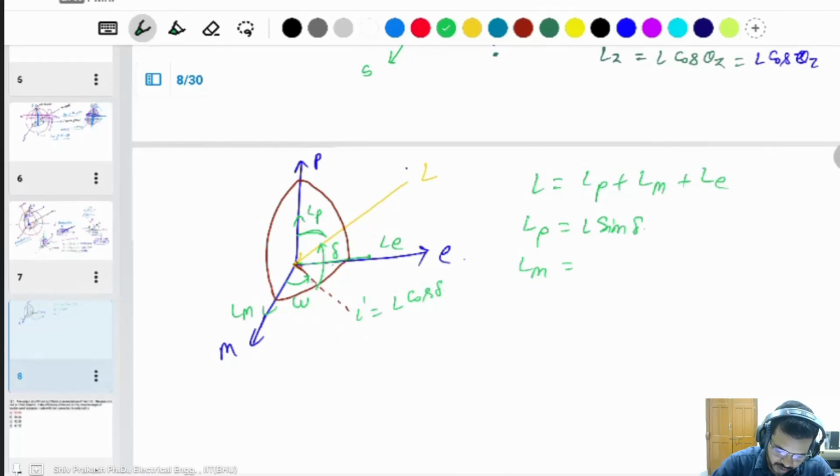And this angle is the omega. Then what is the LM? LM is equal to L dash cos omega. It means L dash will be L cos del into cos omega. Simple. LE, same thing, L cos del. This angle is not present. This angle will be 90 minus omega. It will be cos, then this will be sine omega.